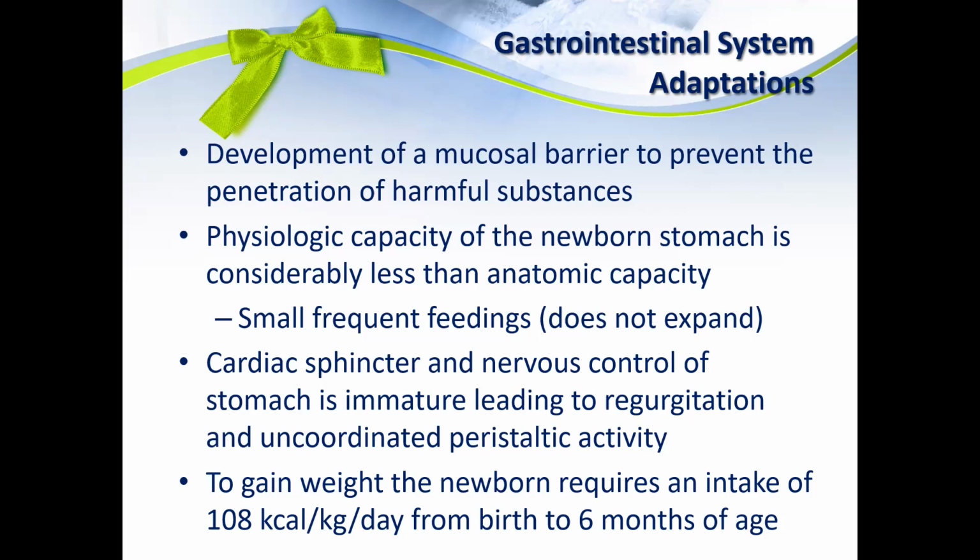Other things that we'll see is the cardiac sphincter and the nervous control of the stomach is still immature. So that can cause some regurgitation in babies, especially if they overeat, and uncoordinated peristaltic activity. So we want to make sure that the baby's having proper weight gain. They should have approximately 108 kcals per kilogram per day from birth to about 6 months of age.